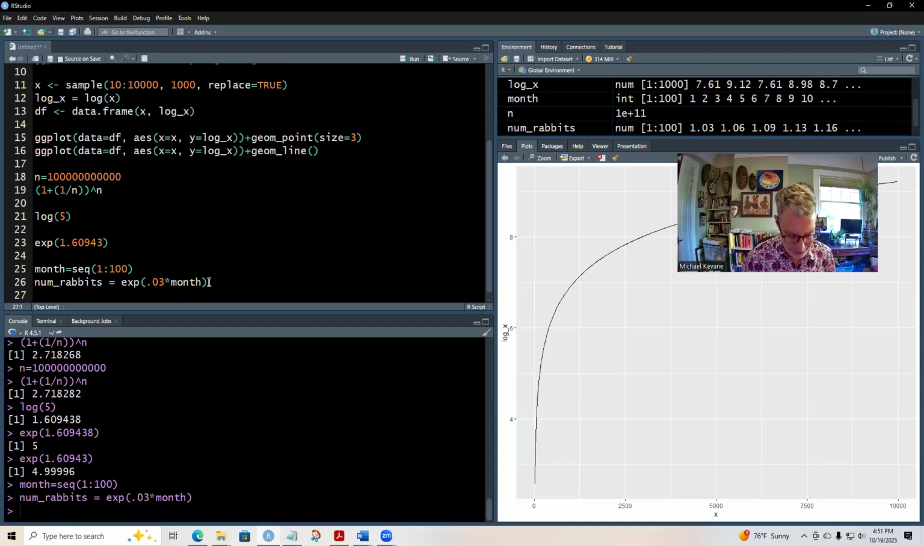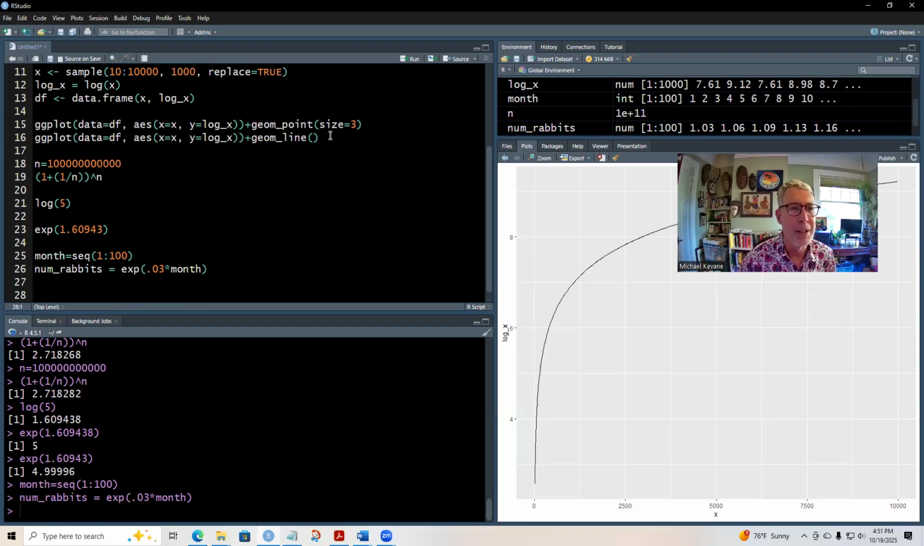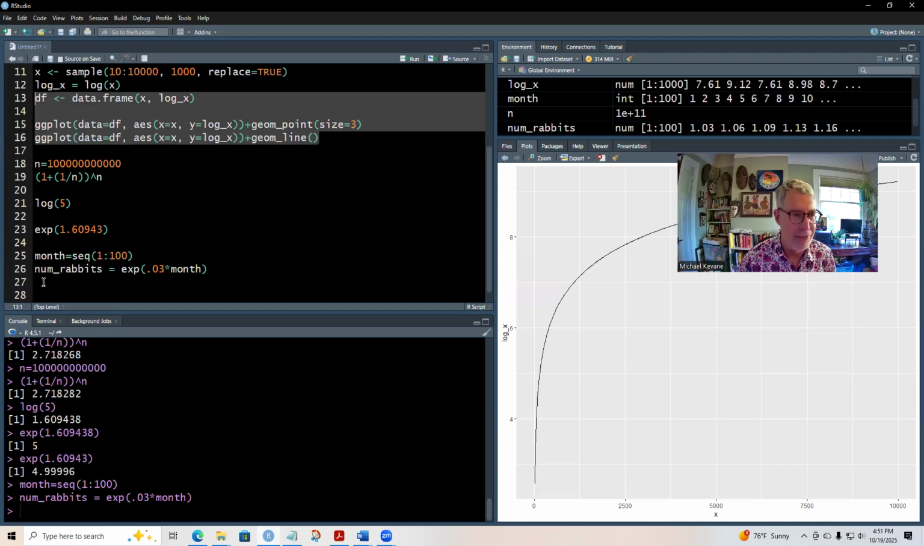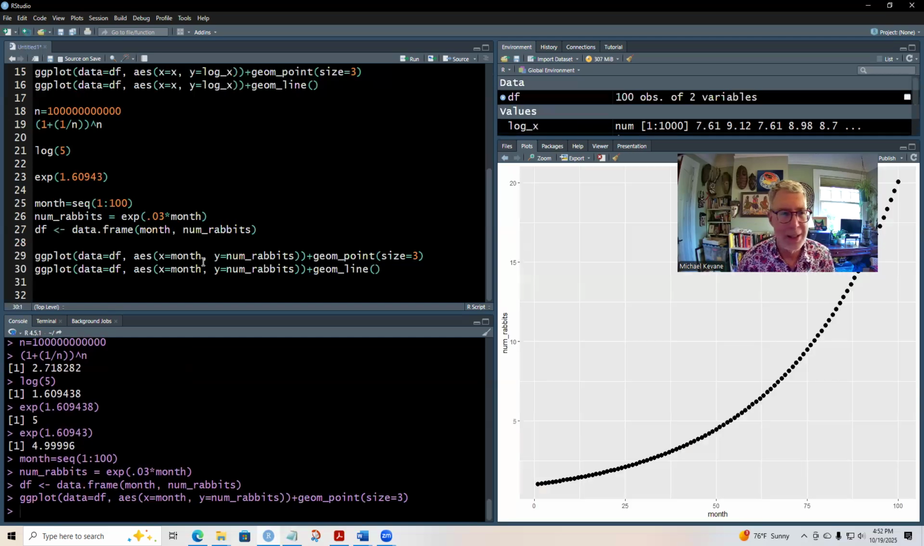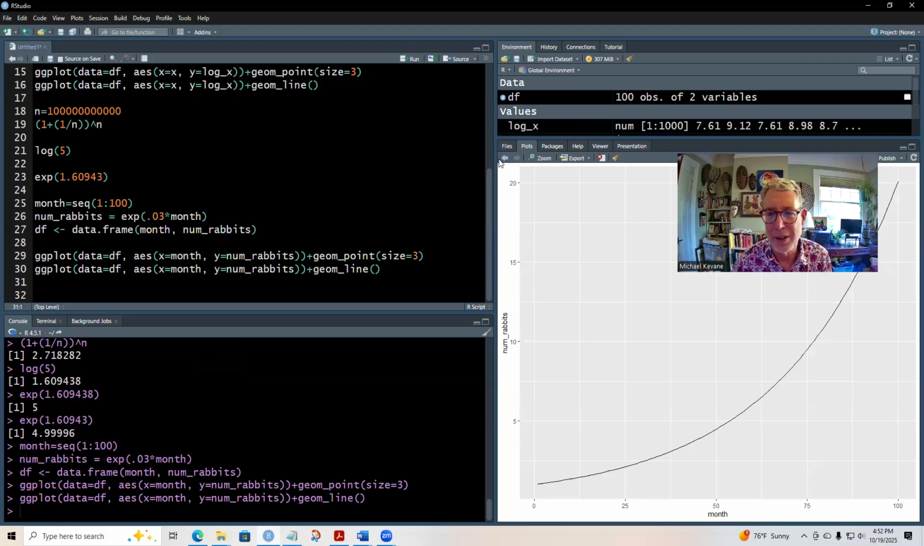So let's graph this so we can do just what we did before, gather things together in a data frame. We'll have month, and instead of the log of x, we'll have the number of rabbits as our other outcome, and then we'll graph the number of rabbits by month. We can do it as scatter plots or line plots. So we'll gather them in a data frame and we plot them, right? And that's what an exponential function looks like.